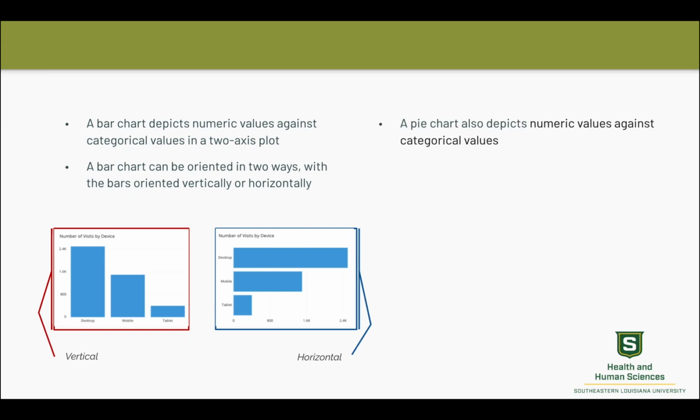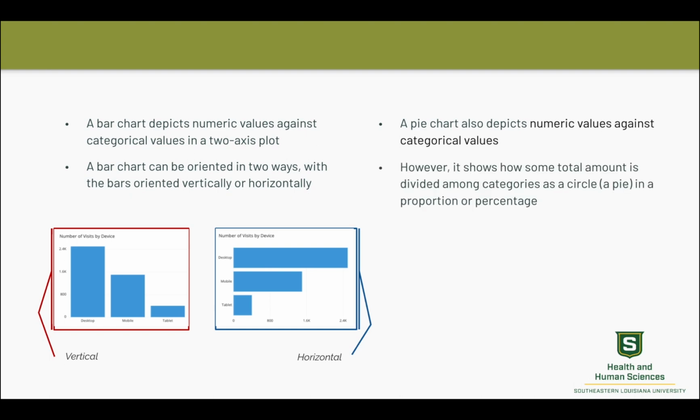Then with the pie charts, you also use them to depict numerical values against categorical ones. However, what the pie chart does a really good job of is providing your information in terms of proportion or percentage, in a way that a bar chart does not. So if you're trying to present your information as a percentage of something, a pie chart does a really, really good job.